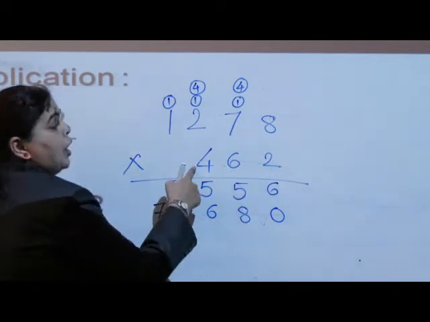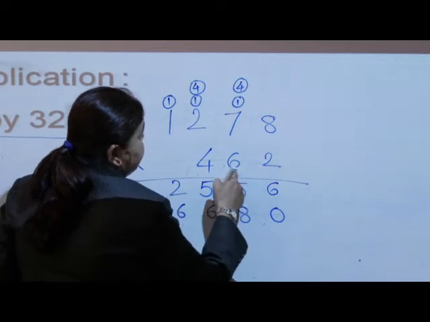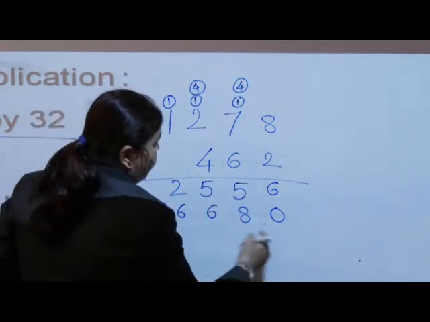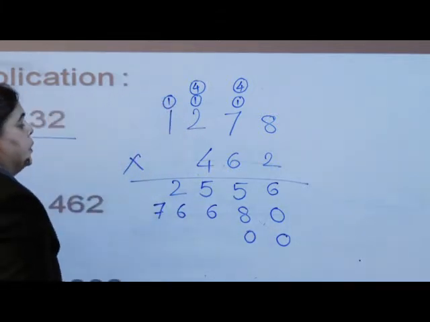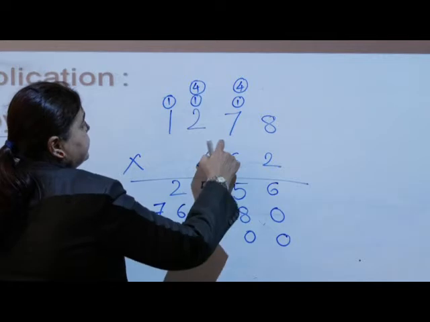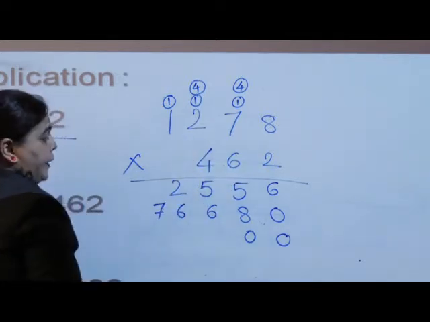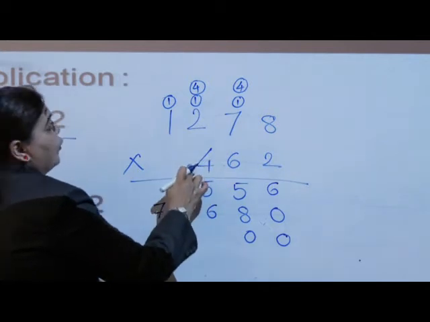I have to go for the hundreds place. This is 4, which is ones, tens and hundreds. So I have to start from here. Before that I will write 0 here. Now what do I have to do? Again I have to multiply this by 8, 7, then 4, 2 and 1. What I had done with the previous number, the same I have to do with this 4 also.